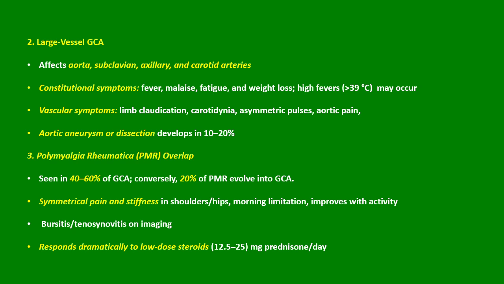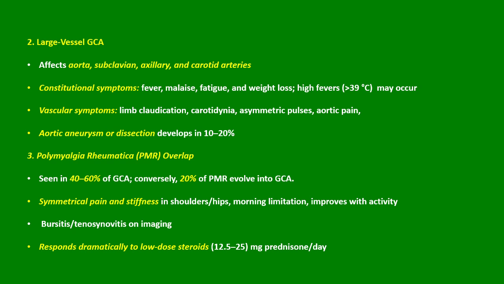Large vessel GCA affects the aorta, subclavian, axillary and carotid arteries. It has constitutional symptoms in the form of fever, malaise, fatigue, and weight loss. High fevers may occur. Vascular symptoms include limb claudication, carotidynia, asymmetric pulses, and aortic pain. Aortic aneurysm or dissection develops in 10 to 20%. And number 3 is polymyalgia rheumatica, or PMR overlap, seen in 40 to 60% of the cases.